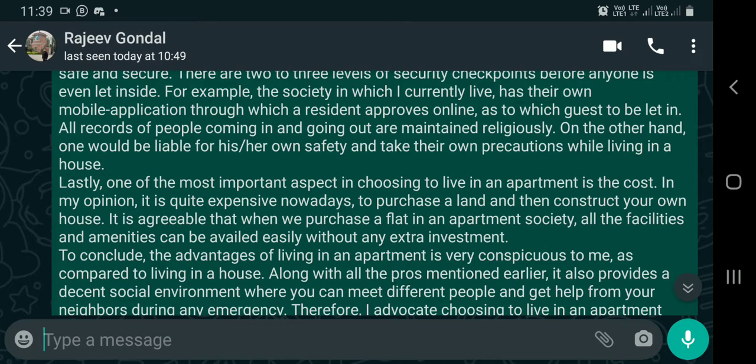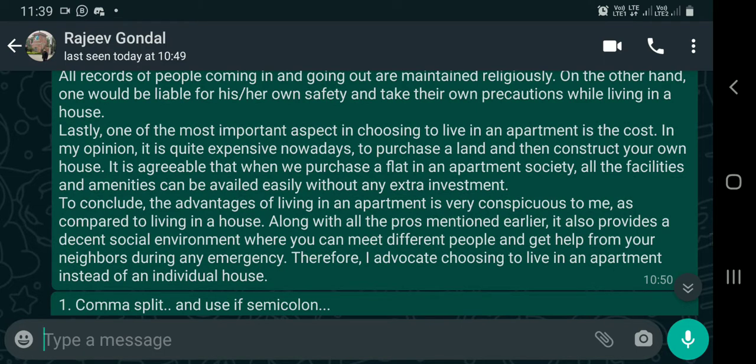While purchasing land and building a home is very expensive, living in an apartment is very economical. So make it very simple. You don't have to write long sentences unnecessarily, and you have to refrain from writing too many long sentences. One or two long sentences are enough. There's a lot of wordiness in this essay.